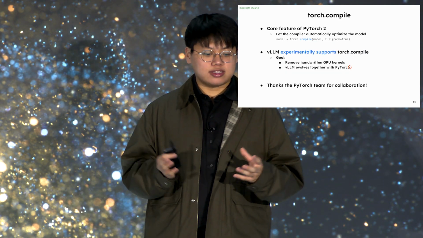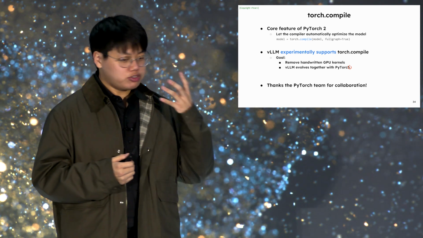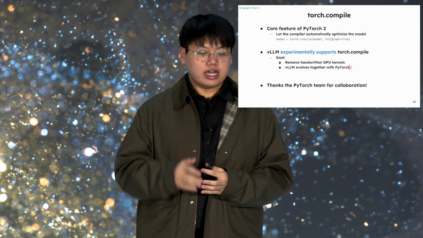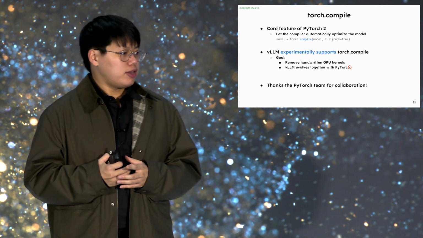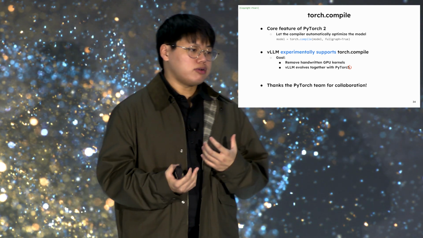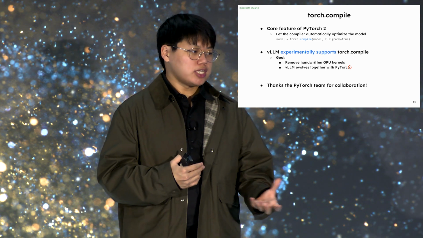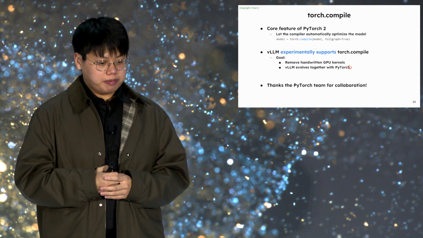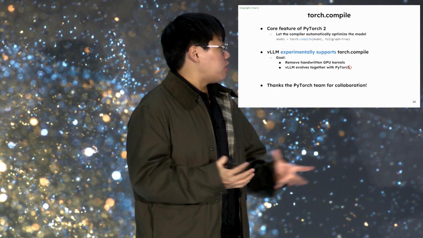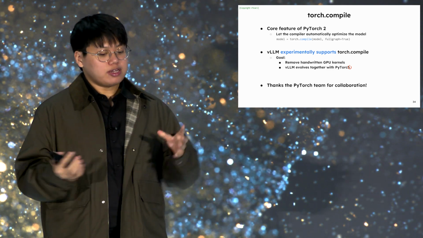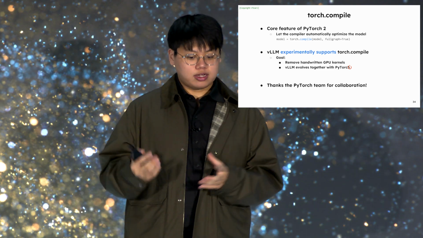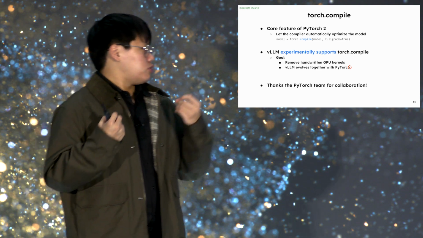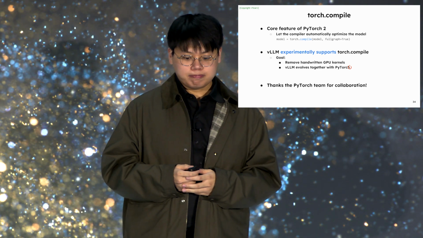And then going forward, we are also trying to integrate with torch.compile, which is a core feature of PyTorch 2. The idea here is to let the compiler automatically optimize the model and generate the efficient kernels for us instead of us writing the kernels manually. And with the active collaboration with the PyTorch team, we recently added experimental support for torch.compile. And going forward, we are really pushing it forward to make sure vLLM evolves together with PyTorch.